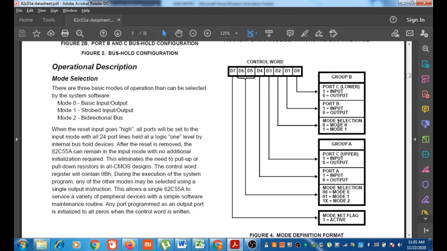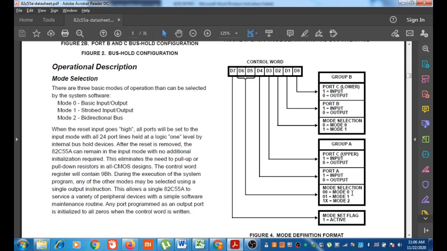On mode 0, port C lower part can be configured as input or output port, that is in two ways. Here port B can be configured in two ways. So total four ways. So group A can be configured in four ways. Group B can be configured in four ways.